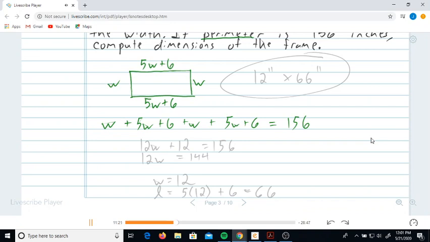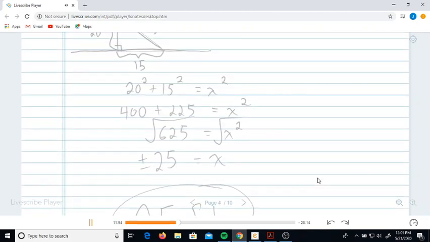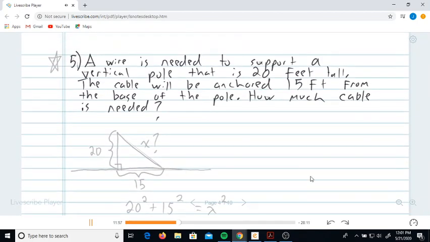And then we have our equation. We can go ahead and solve that. So we end up with 12W plus 12 equals 156. Therefore, 12W equals 144 and W equals 12. So if W is 12, the length is 5 times that plus 6, which is 66. So it's 12 inches by 66 inches are the dimensions of that frame. So it's like some form of panoramic photo frame.